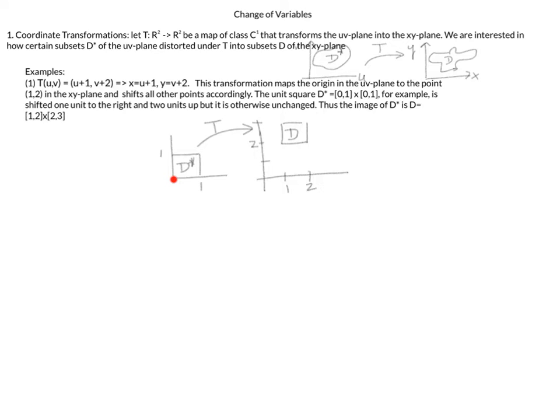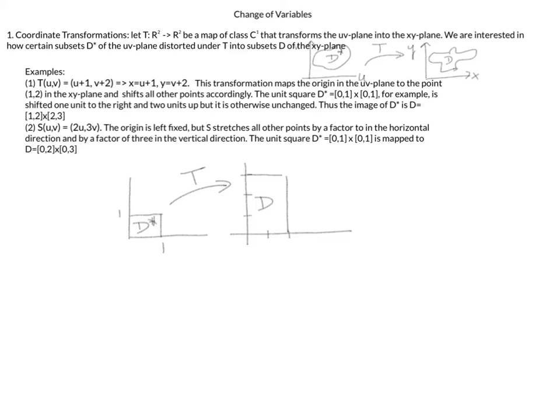So in particular, if we look at the point (0, 0), it's going to map to the point (1, 2), which is this point here. If we look at the point (1, 1), it will map to the point (2, 3), which is here. And essentially, again, everything in the unit square between 0 and 1 is going to be shifted over to the right by 1 unit. So this whole square shifted over to the right and then raised up 2 units.